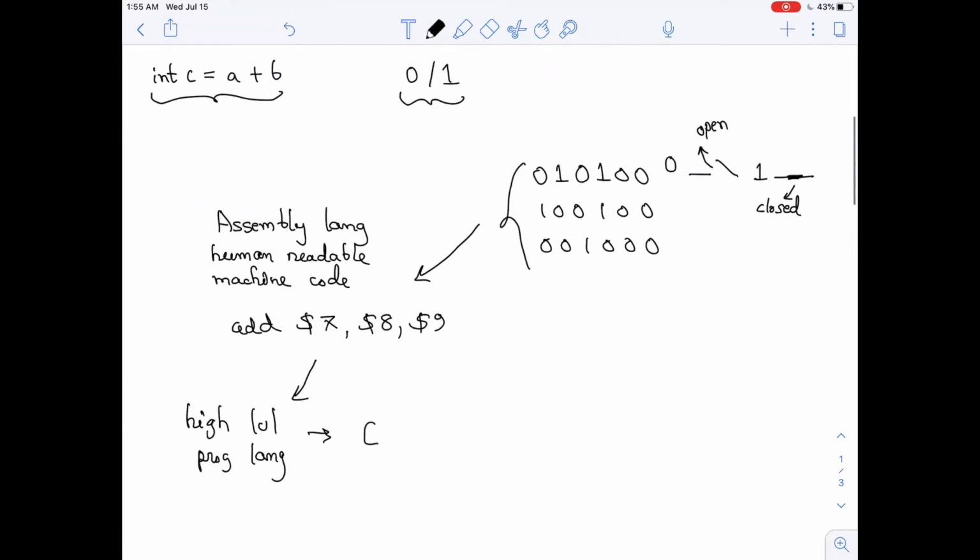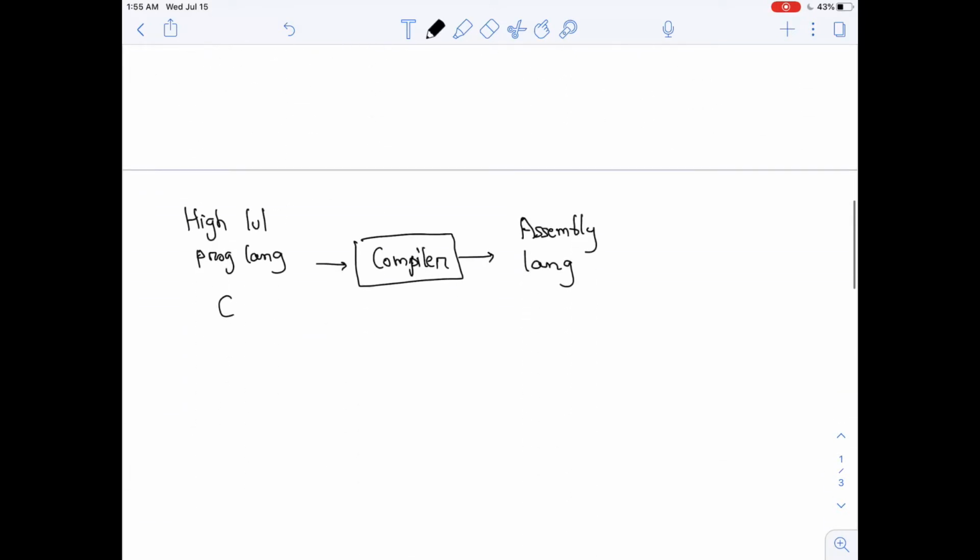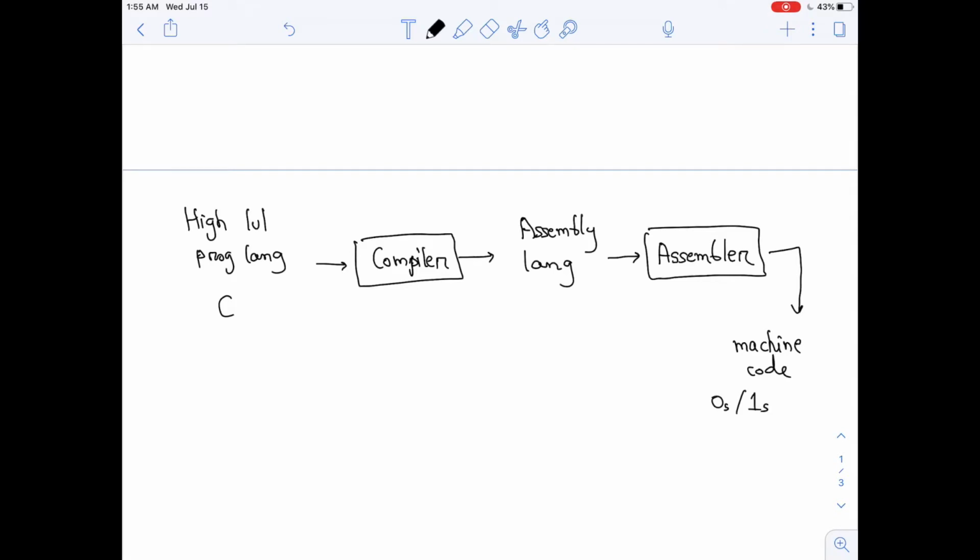So you see, previously we talked about assembly language here, which is basically a human readable version of machine code. But we are not done here yet, since your processor is not capable of understanding assembly language. So the assembly language is further passed on to what is known as an assembler. An assembler is a program that converts your assembly language into machine code, which basically consists of only zeros and ones. And that is what your computer is capable of understanding.